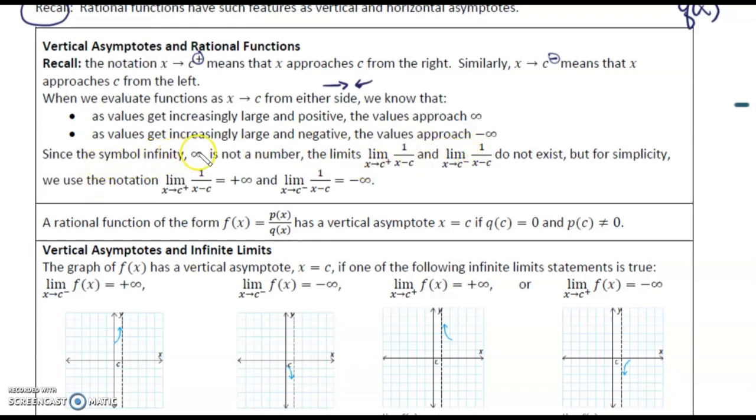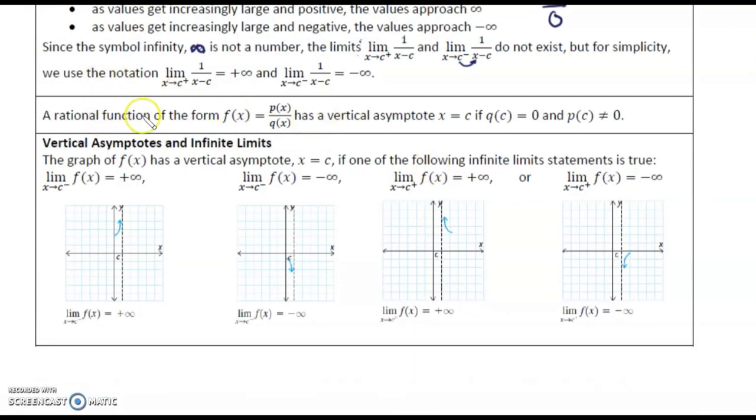Since the symbol infinity is not a number, the limit of 1 over x minus c as x approaches c from the positive side, and the limit of 1 over x minus c as x approaches c from the negative side, do not exist. If we substituted c in here, c minus c is 0, so we get 1 over 0. For simplicity, we say that as we approach c from the positive side, this function approaches positive infinity, and from the left side, it approaches negative infinity. We're going to see that in these diagrams below.